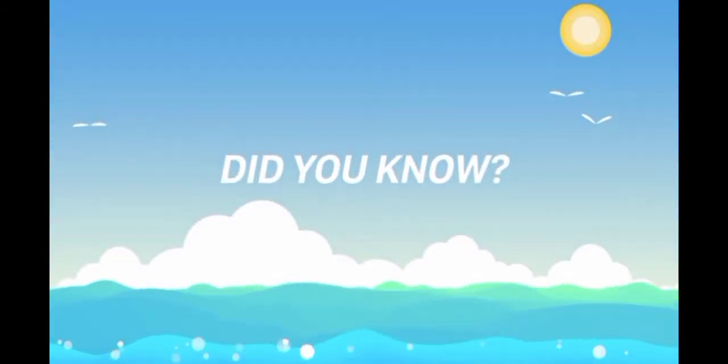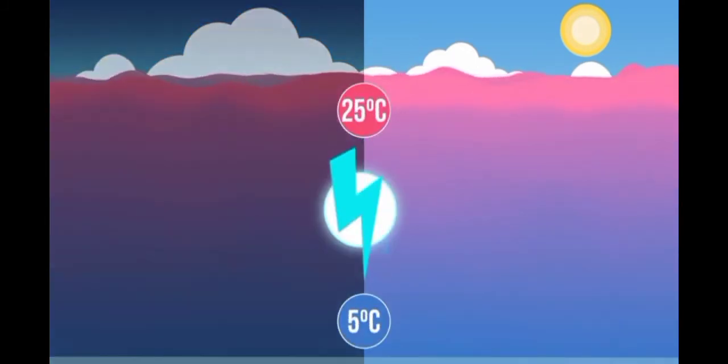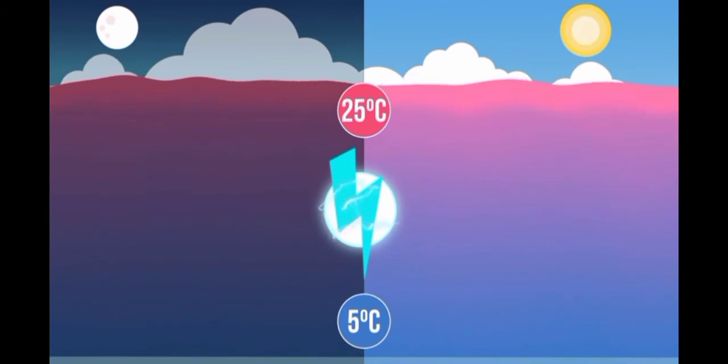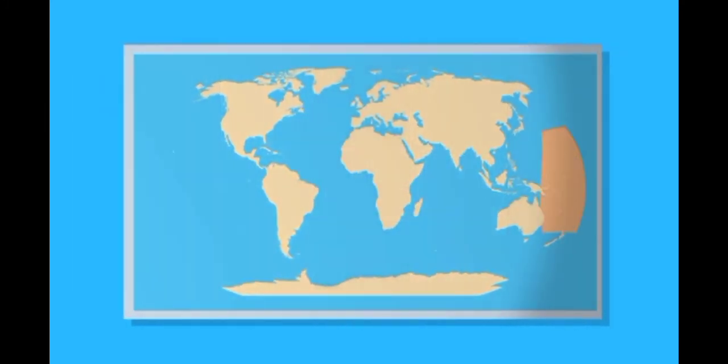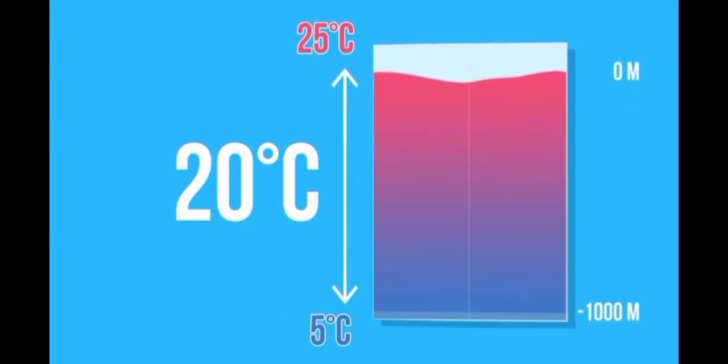Did you know that we can use the natural temperature differences in oceans to produce clean electricity, day and night, and all year round? This is called ocean thermal energy conversion, or OTEC. It works best in the tropical equatorial zone. Here, the ocean temperature difference is at least 20 degrees Celsius throughout the year.